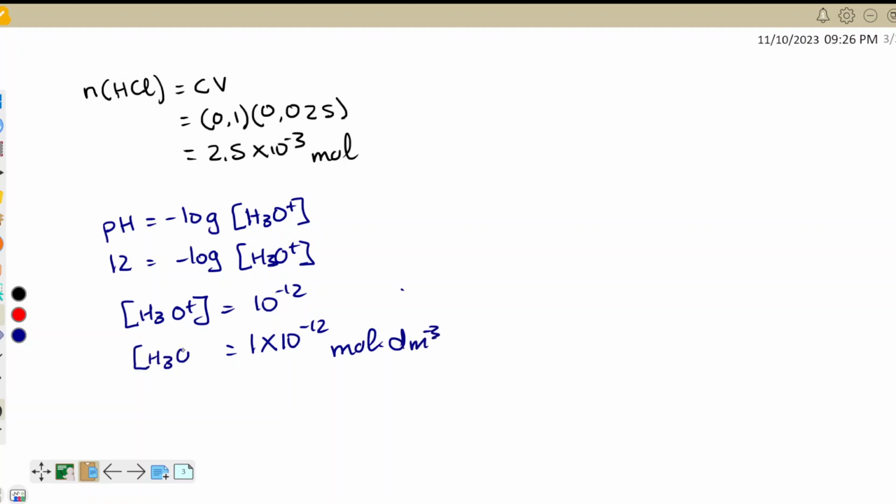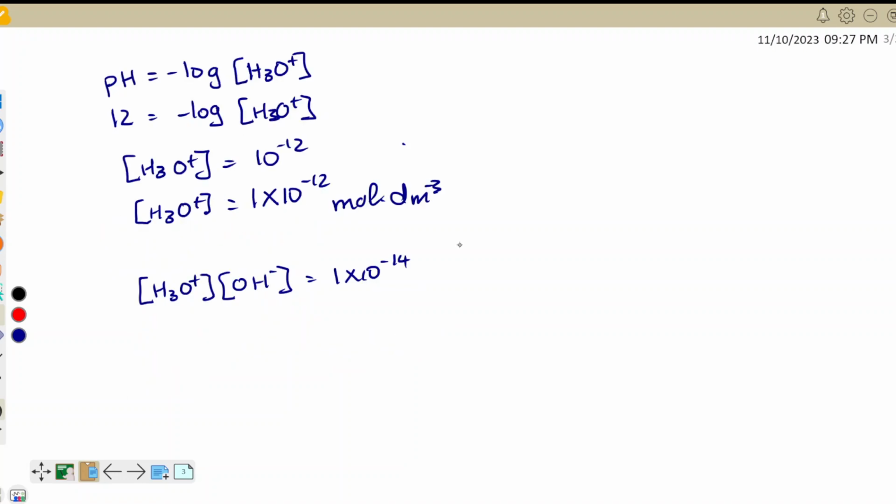So we need now to find the concentration of the hydroxide ions. So we use the following formula: the concentration of the hydronium ions times the concentration of the hydroxide ions is equal to 1 times 10 to the power negative 14. Then we divide this 1 times 10 to the power negative 14 by 1 times 10 to the power negative 12, the concentration of the hydronium, which we calculated to be 1 times 10 to the power negative 12.